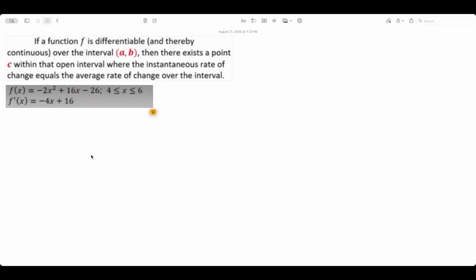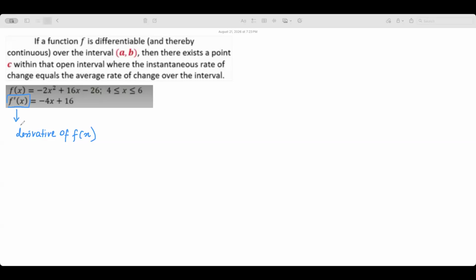I've given you f of x. I've given you an interval 4 to 6. I've given you f dash of x. What is f dash of x? Who can tell me? I know that this is the derivative of x, but what is it? What rate of change is this, guys?